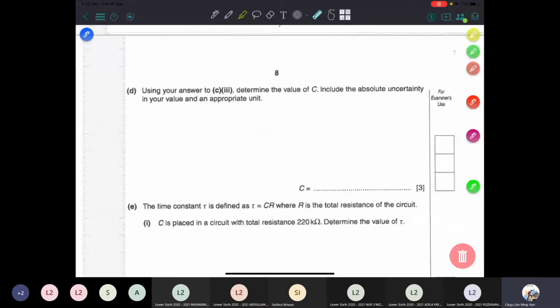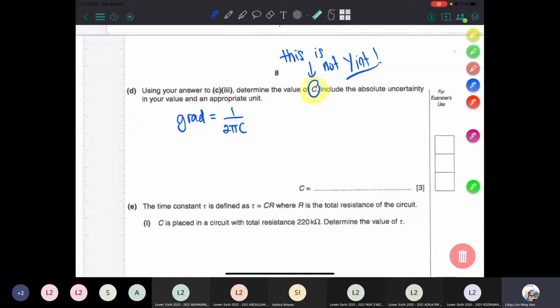Now, the next one here is the last one, the part D here. You mistook this C here. Just to let you know, this is not a y-intercept. It is C, it doesn't mean that it's a y-intercept. It's the value of C. So you need to use your first statement just now. The gradient is actually 1 over 2 pi C. So you make C the subject. C will be gradient times 2 pi.